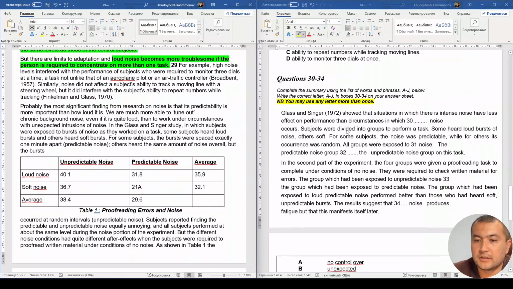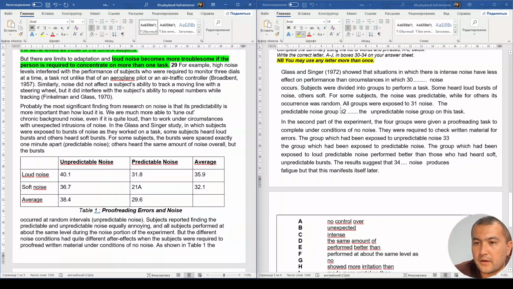So the next one. And whenever we are doing such a question here, right, we have to be somehow careful because we may use any letter more than once, which means we may put A 2 times or B 2 times and so on. So Glass and Singer showed that situations in which there is intense noise have less effect on performance than circumstances in which adjective, right? We need an adjective. Noise occurs, happens.